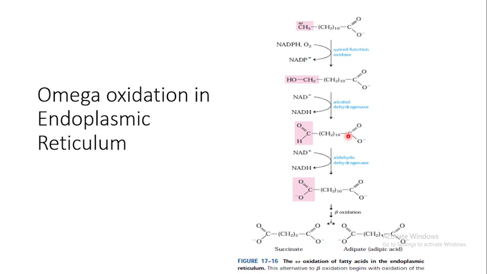Again oxidation by aldehyde dehydrogenase, which again uses NAD plus as a cofactor. So this aldehyde will be converted into acid, right? And the electron is received by NAD plus to make NADH. So now it is having CH2 10, and at the two termini there are two carboxylic acids. So now it will take part in the beta oxidation to make succinate instead of acetyl CoA, and adipic acid. Right. So after beta oxidation, instead of acetyl CoA, it will make succinate and adipic acid. Right. So these are the end products of the omega oxidation in the endoplasmic reticulum.